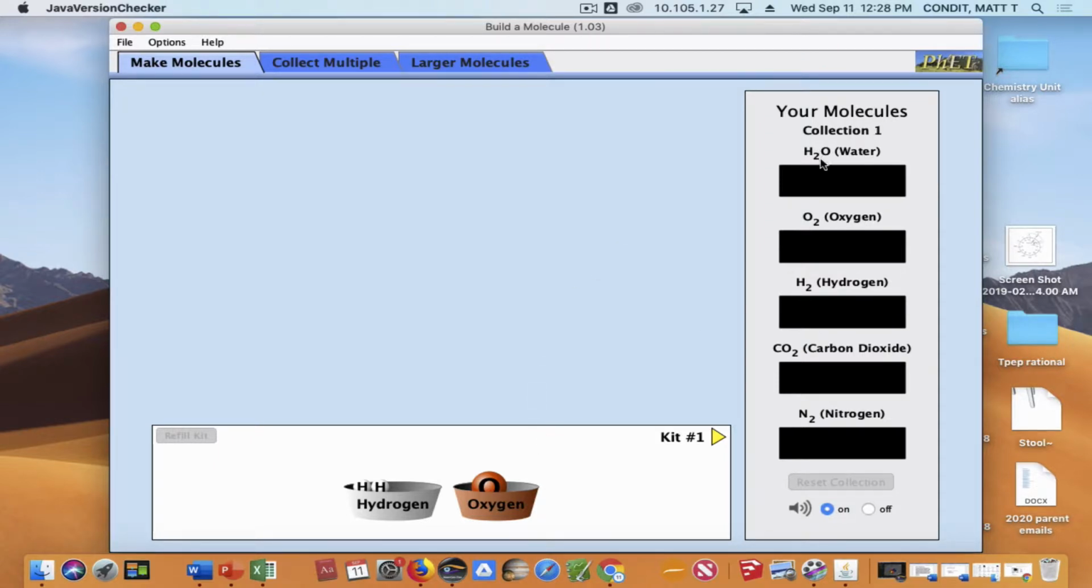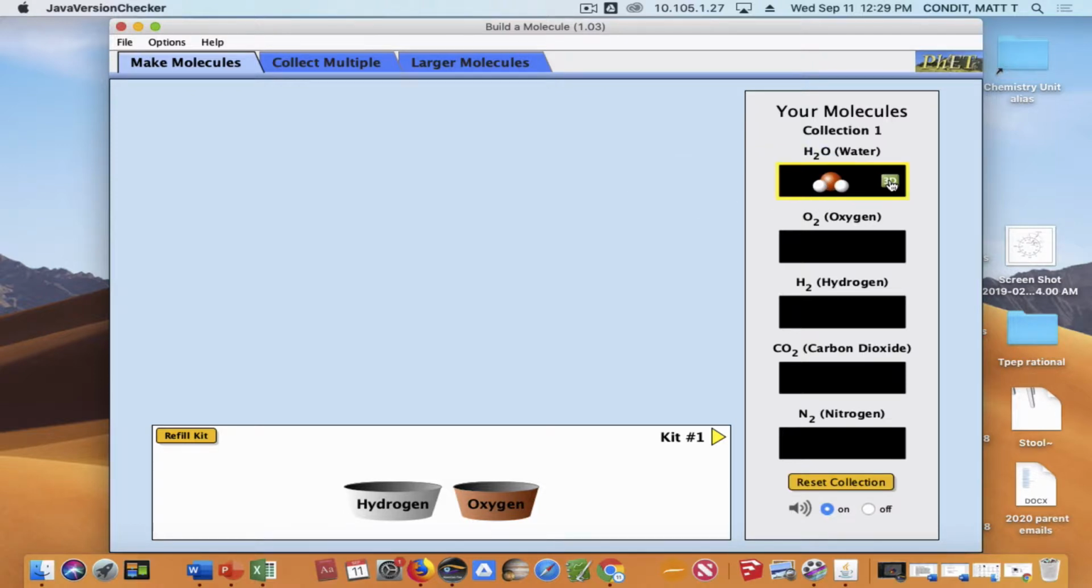The first one it wants me to build is water. We all know this one, it's H2O. The H stands for hydrogen. That little subscript in the formula tells that there's two of them in there, and the O stands for oxygen. So I can build that molecule simply by going like this, and there is my H2O, and I can put it in there and it tells me I've successfully done that.